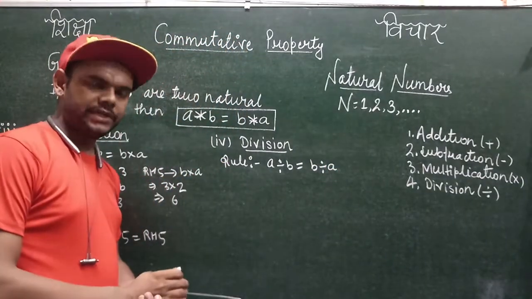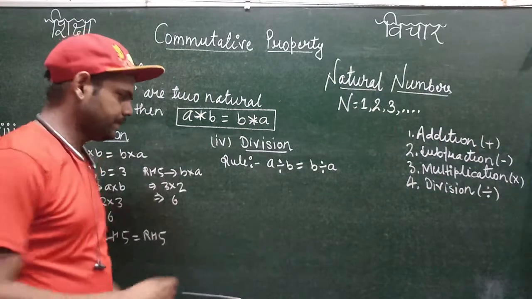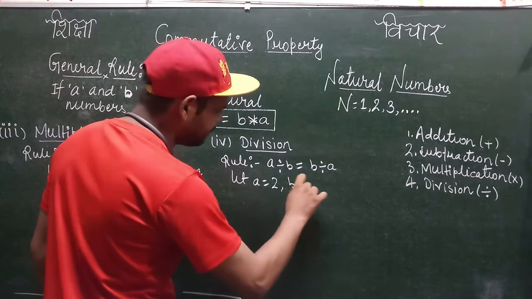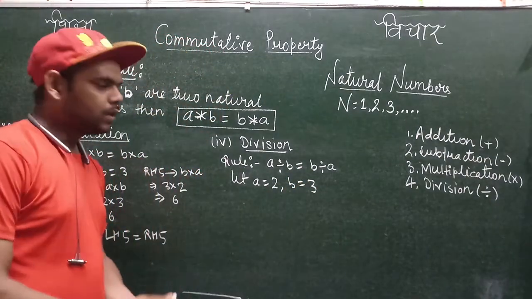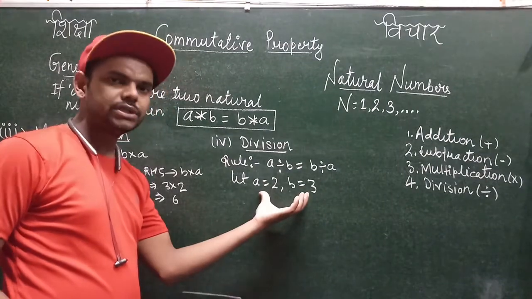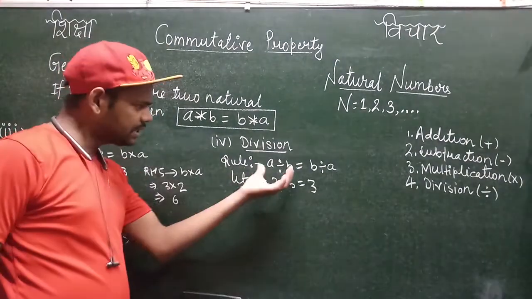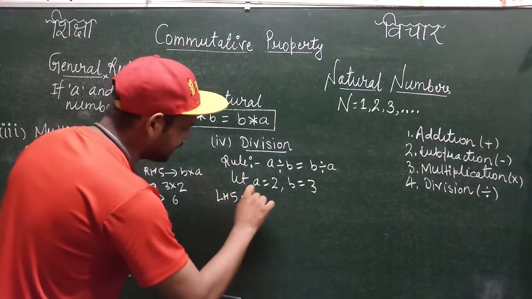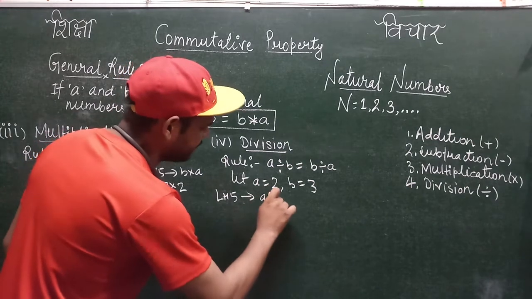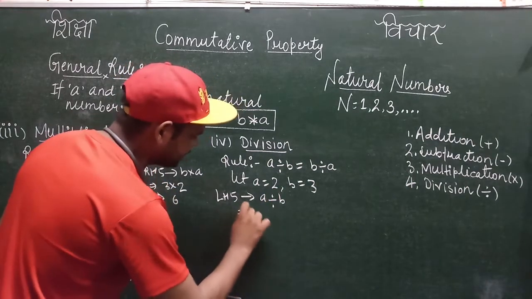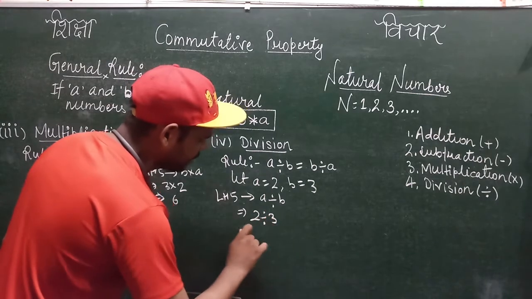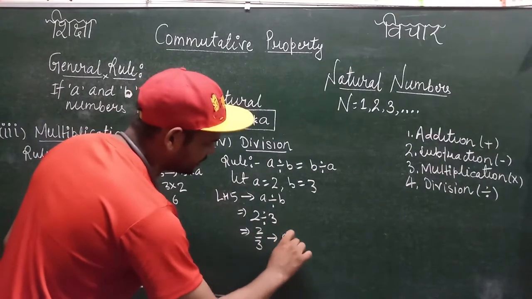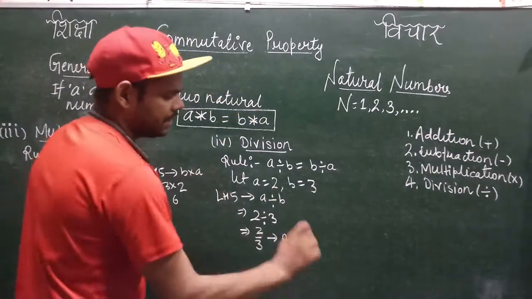Now we'll check the result whether it is correct or not. So let A equal 2, the same values will be taken, and B equal to 3, and we will check whether this is true for these two numbers or not. You can check this result for other numbers as well. This implies that the left hand side is A divided by B. This implies 2 divided by 3, and the result would be 2 upon 3, or in decimal we can say 0.66 and so on.